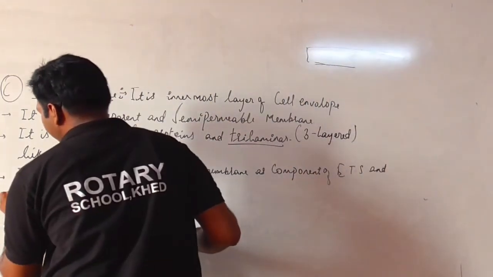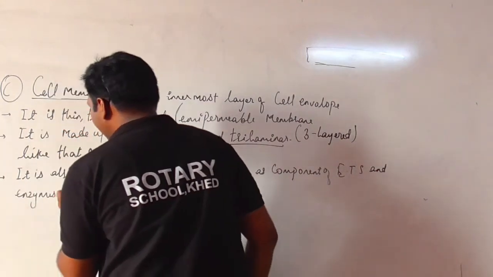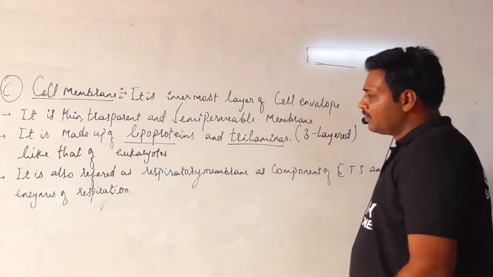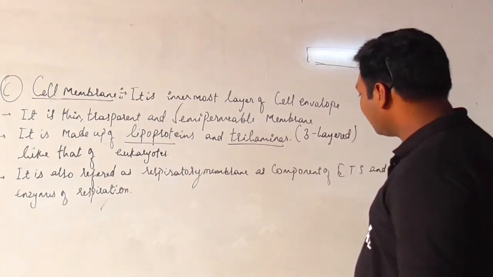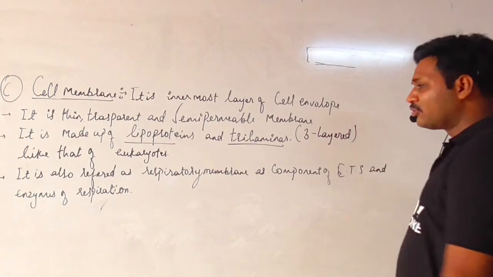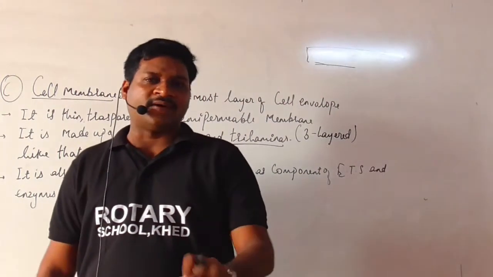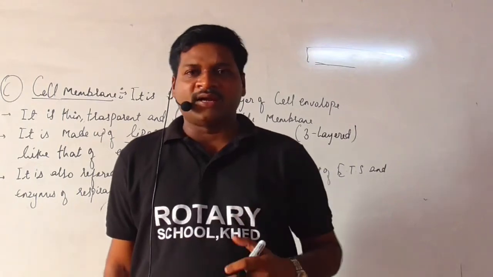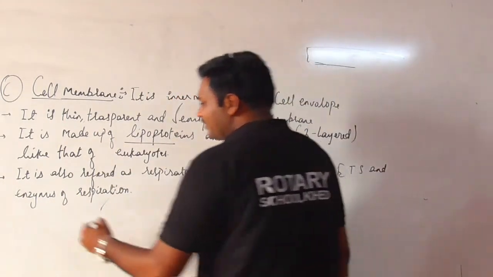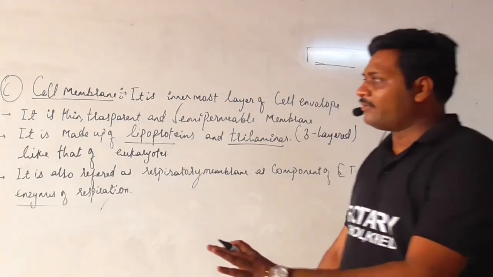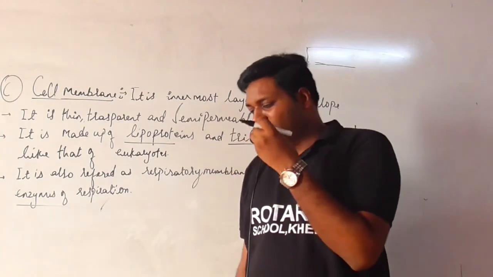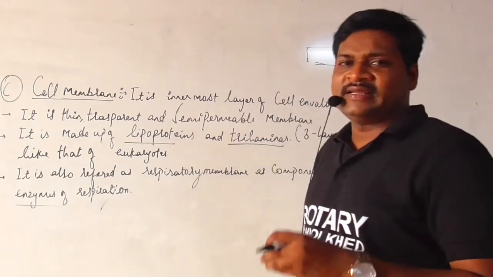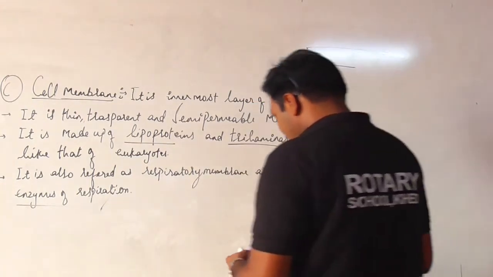It also contains the enzymes of respiration. So the cell membrane is also referred to as a respiratory membrane, a component of the electron transport chain, and also acts as a site for the enzymes required for respiratory metabolism. Respiration is a process in which complex organic food materials are broken down, and for their breakdown, enzymes present in the cell membrane are required. The cell membrane is present around the cell, but it is also present in certain cell organelles, which can be seen in the case of eukaryotes. So that is the function of the cell membrane.